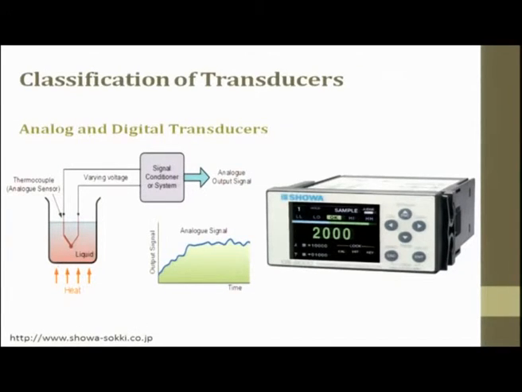Here is an analogous transducer, where heat is applied to a thermocouple with a hot junction and a cold junction, and it creates an EMF. So, a varying voltage is created. This signal is condition monitored, and then we get an analogous output signal. With respect to time, this is the analogous signal, continuously recorded. This is a device wherein the data can be recorded, and nowadays it can also give a plot on the screen itself.